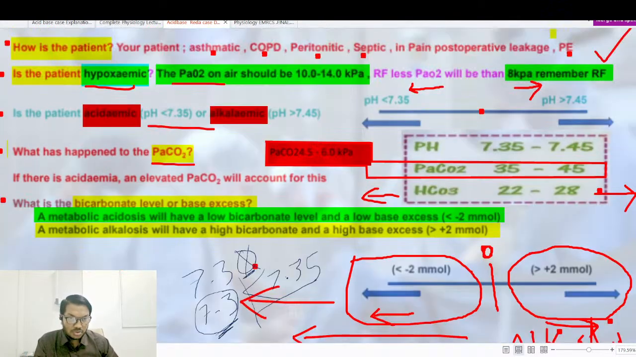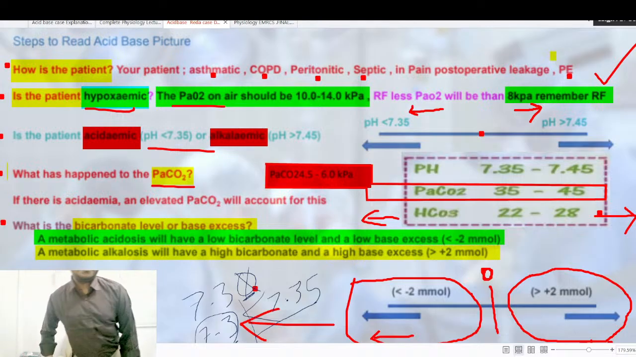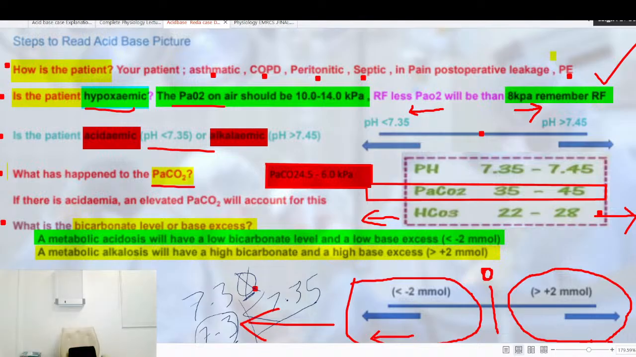I have to go. Just you can have a look at this page. Okay. Once again, I will come back and then we'll continue.